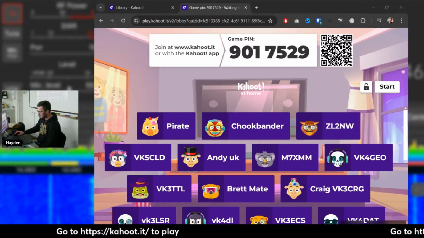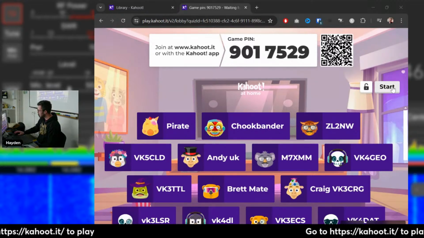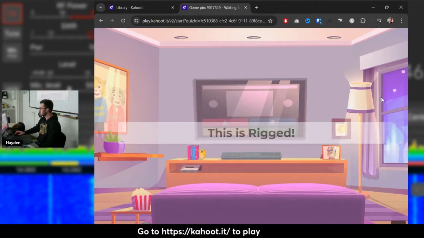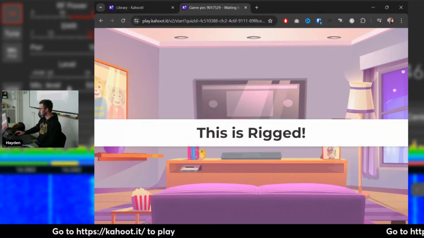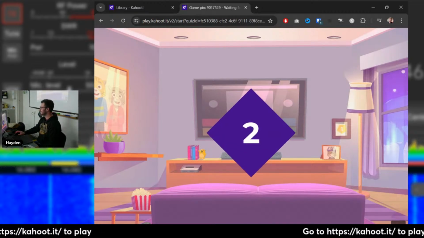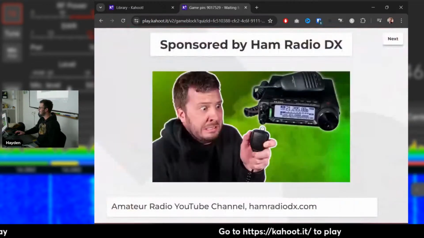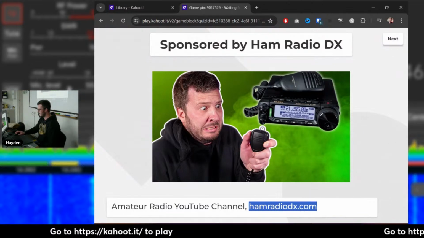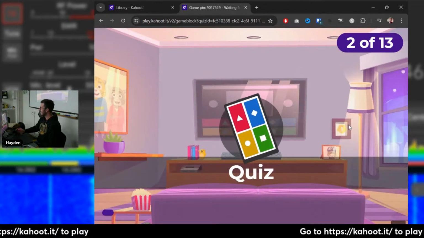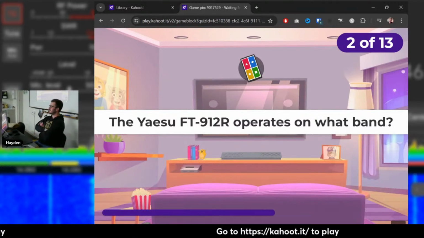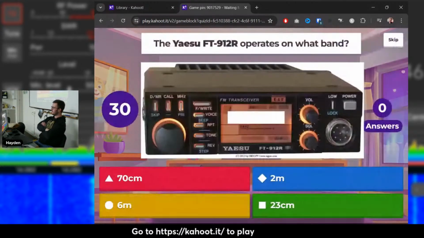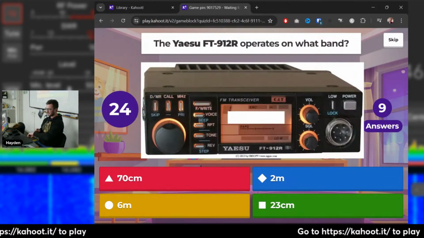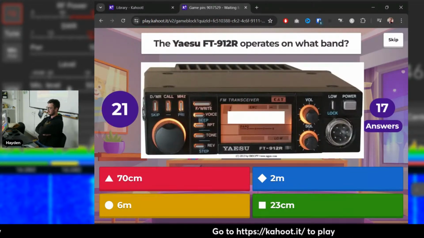All right, let's start this one. This is rigged. All about radios. Sponsored by me. I just realised there's a typo. That's not my website, but that's okay. Okay, quiz. The Yaesu FT912R operates on what band? Is it 70 centimetres, 2 metres, 6 metres, or 23 centimetres?